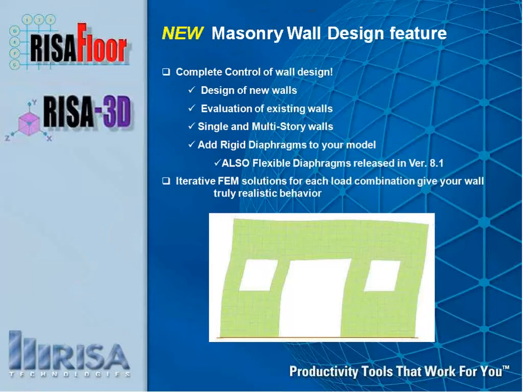So you can do an as-built situation. You can do single and multiple story walls. So you can stack those walls. You can do multiple stories as one wall, one multiple height wall. You can also do parapets on that wall. You can add diaphragms into that wall. So you can add diaphragms into your entire model, rigid diaphragms, and then as a new feature we just added in the release of RISA 3D 8.1, we have flexible diaphragms available to you.